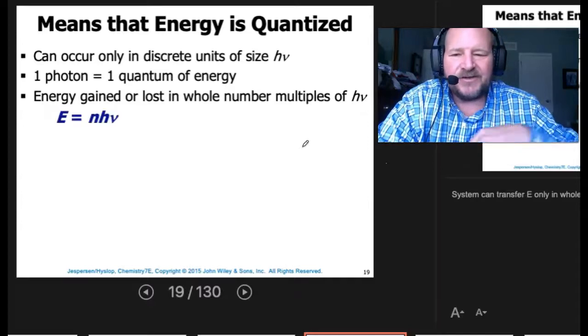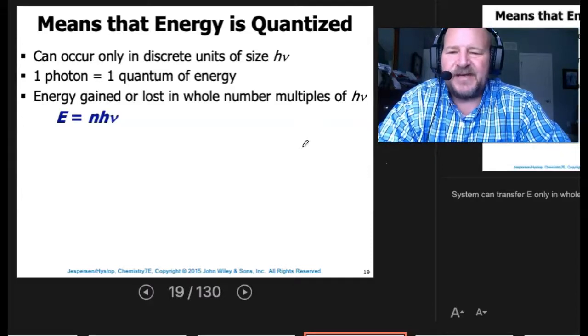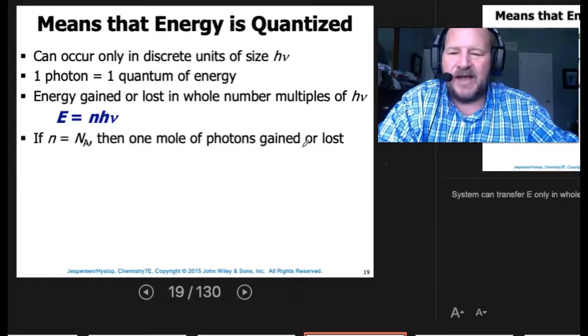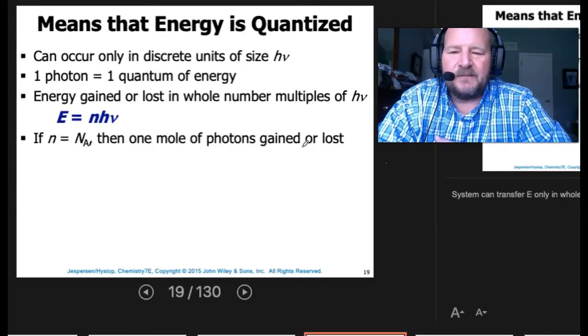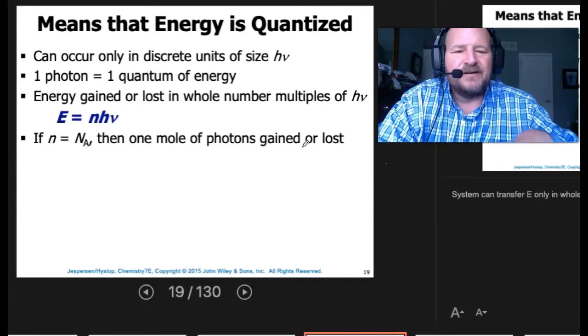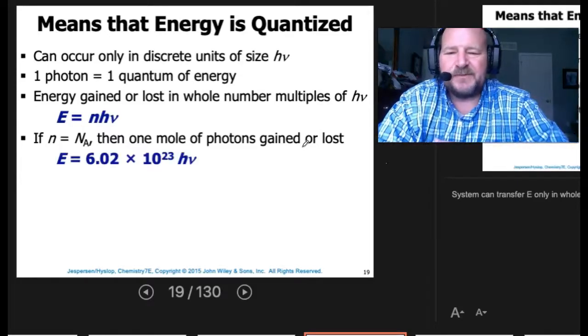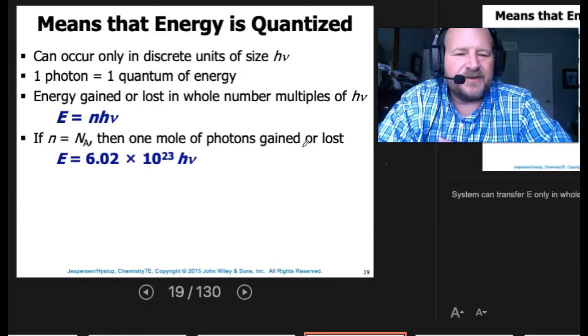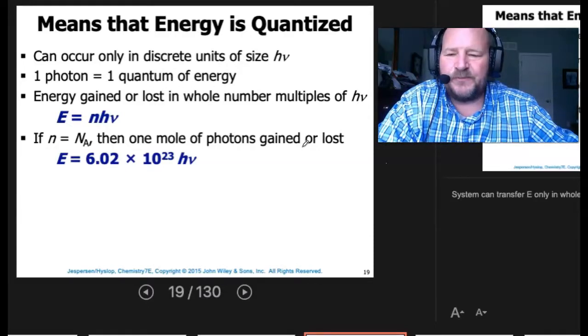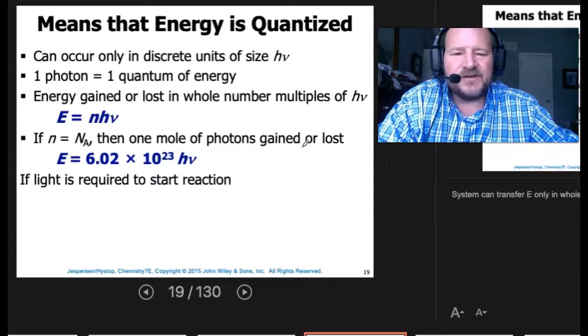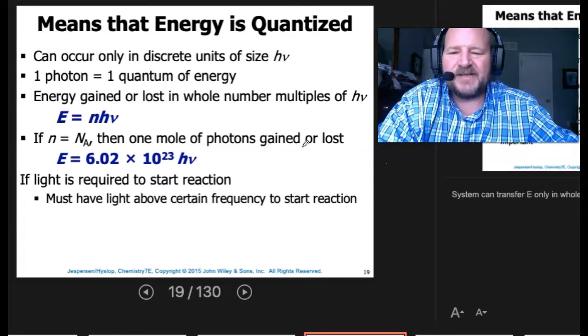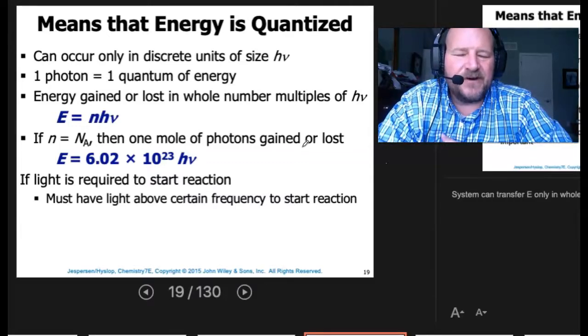So now we can rearrange our equation a little bit and add to it. E is equal to n h nu, where n is the number of moles of photons gained or lost. So that means that E is equal to 6.02 times 10 to the 23rd times h nu. If light is required to start the reaction, then it must have light above a certain frequency for the reaction to get started.